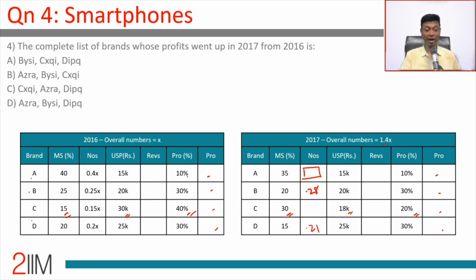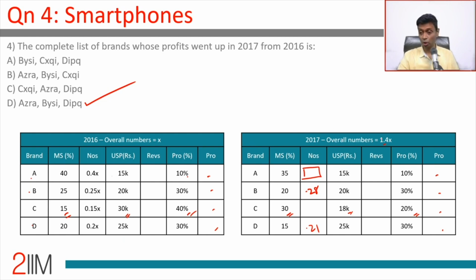A, B and D end up doing higher numbers in terms of actual numbers, not market share, than they did in the previous year. Their USP and their profitability percentage remain the same. So A, B, D, all three are going to have higher profits in 2017 than 2016. This works. Everything has only three choices. Cxqi, simply there, let us drop the price, increase market share strategy, does not work.